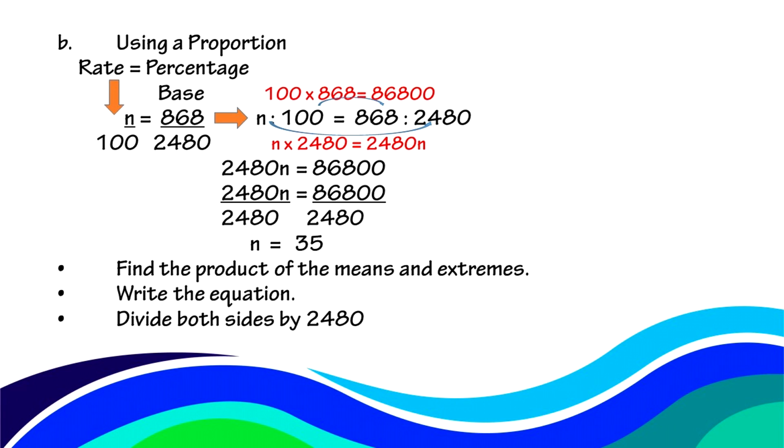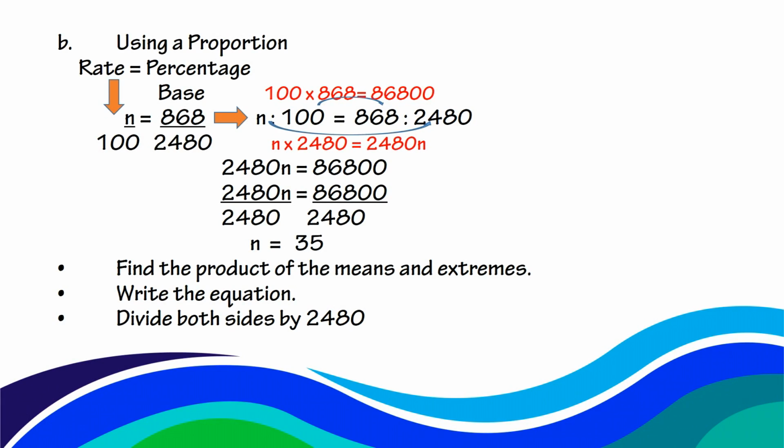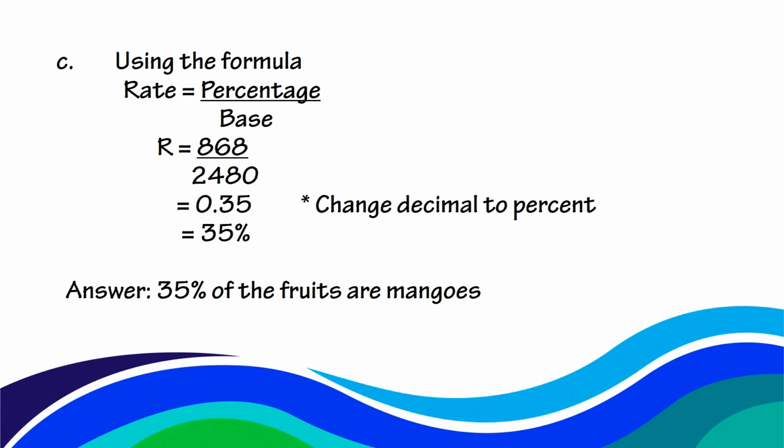The last way is using the formula: rate equals percentage over base. We just divide 868 by 2,480. We get 0.35. Then we change this decimal to a percent by multiplying by 100. So our answer is 35%. 35% of the fruits are mangoes.